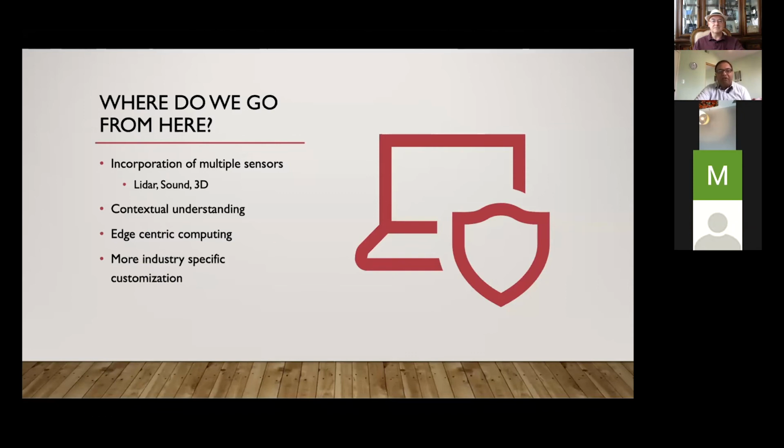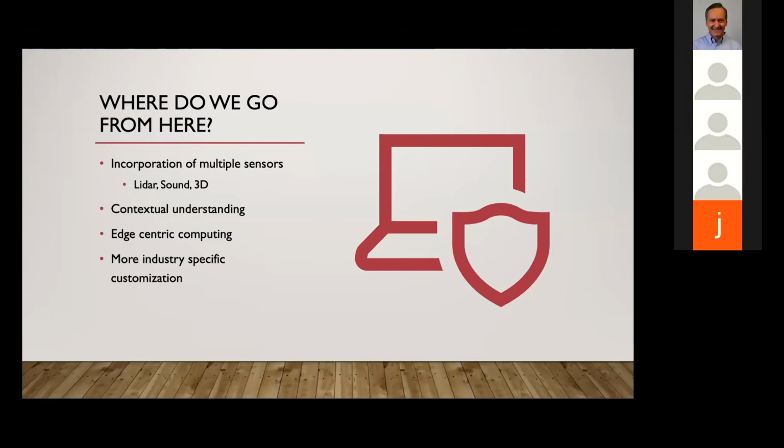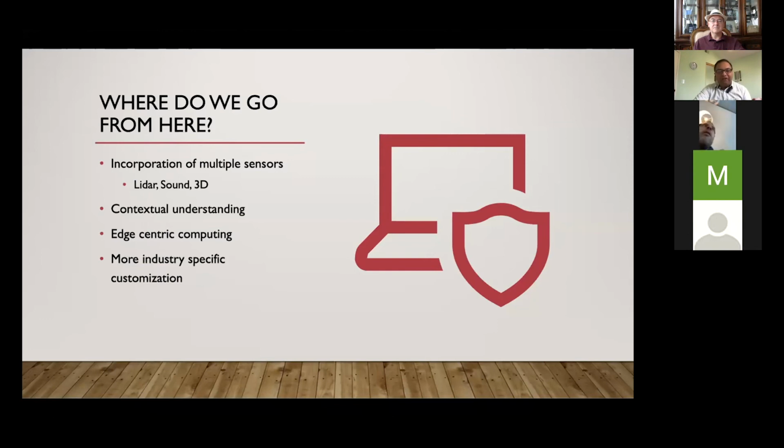Contextual understanding, right? So if a person is walking, a child is walking in the mall and is crying, how do you know that child is not lost? What does it take to understand that? So a lot of work needs to be done. Edge-centric computing. So although we have chipsets and devices that are incorporating computer vision, their accuracy and usefulness is still very limited.